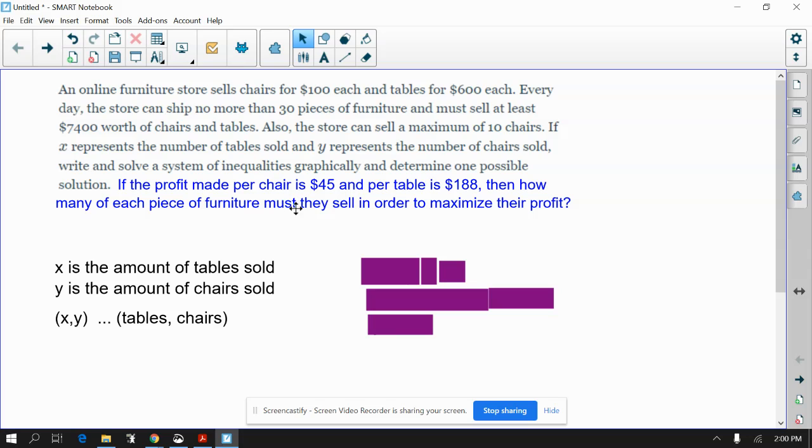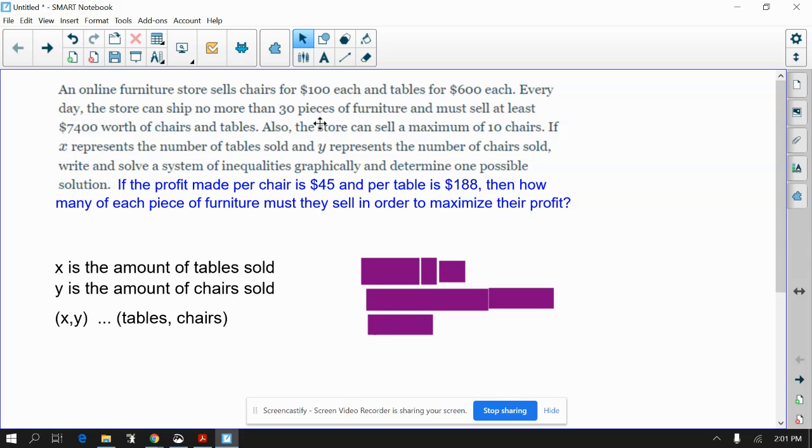And what's new is the profit of a chair is $45, and the profit for every table is $188. This is just how much they sell for. They sell for $100, but the furniture store keeps 45 of those dollars. That's the profit. The other 55 would just go towards all the costs of the store. And for tables, they sell for 600, but the profit is 188. So the most obvious question would be, how many chairs and tables should we sell to maximize our profit? That's the last thing we do.